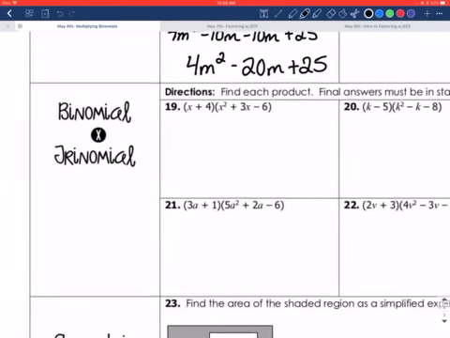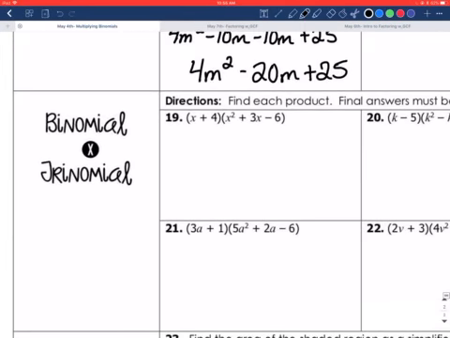So lastly, we got some binomial times trinomial. So this is where I was talking about all we're doing is distributing. If I gave you a 4 and we had x squared plus 3x minus 6, you would know that all I need to do is distribute that 4 to each one, right? Well, I'm doing that exact same thing, except I'm throwing an x in front of it, and we will also distribute the x to each one.